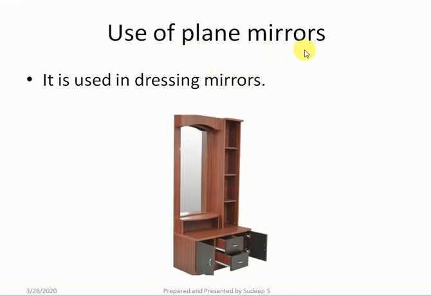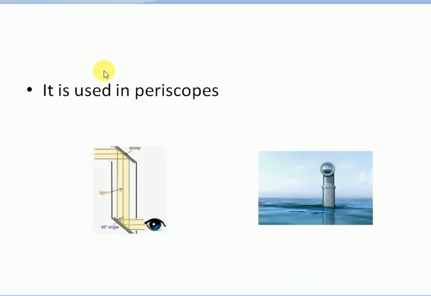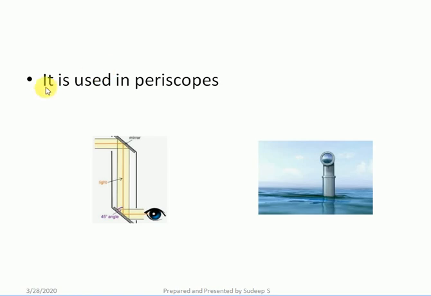Uses of plane mirrors. It is used in racing mirrors. It is used in a periscope, which is used in a submarine to see ships over the surface of water in the sea, even though the submarine itself may be submerged underwater.